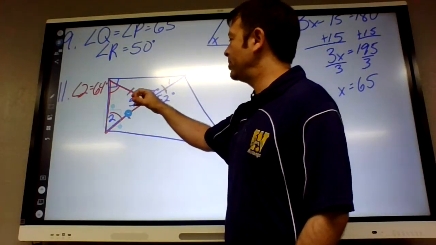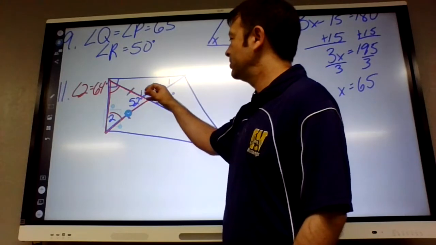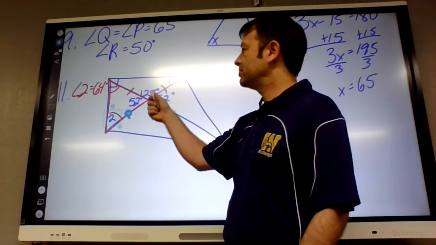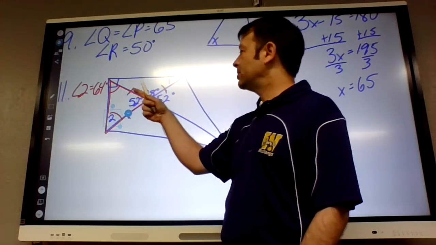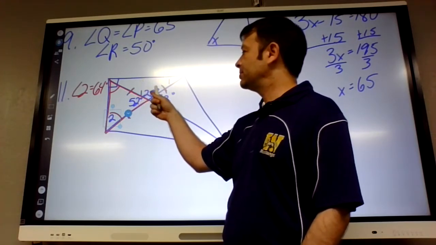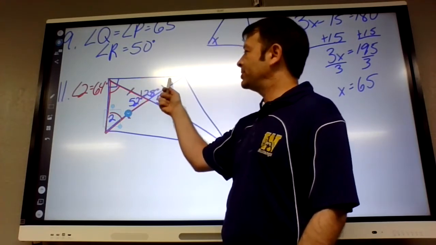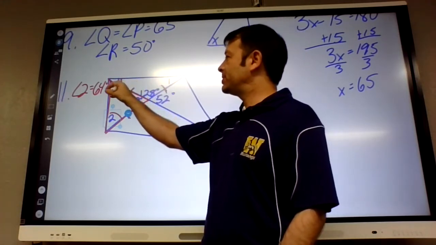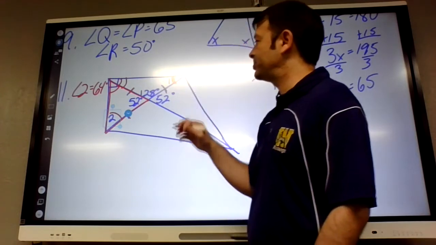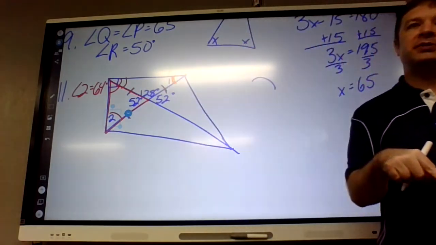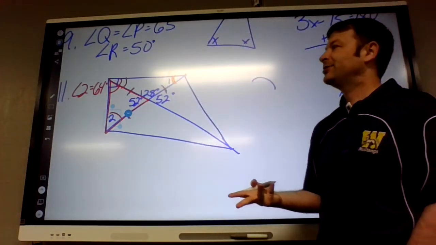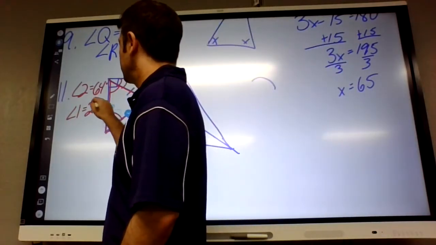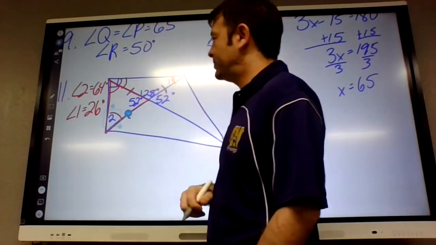No, no. Okay, so we got 128 right here. How much does that leave for these two angles? 52. Yeah, 52. So does that mean angle 1 is 52? It's 26. Right, it's 52 divided by 2, because this and this angle are splitting those 52 degrees. Because it's another isosceles triangle. So angle 1 is 26 degrees.